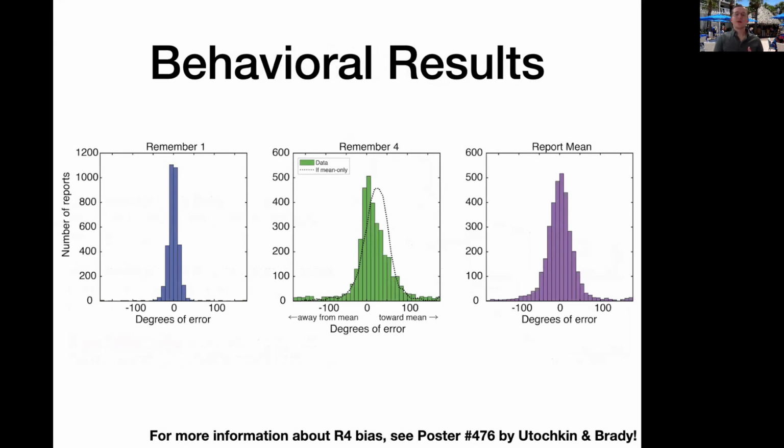In this plot, we can see that subjects were not simply reporting the mean of the set in the remember for task, as we can tell from the difference between the actual reports in the solid bars and the simulation of what the reports would look like if subjects were only reporting the mean, plotted in the dotted line. However, subjects were biased toward the mean of the set. And for more information about this biasing effect of the ensemble, you should see poster 476 by Igor Utochkin and Brady.